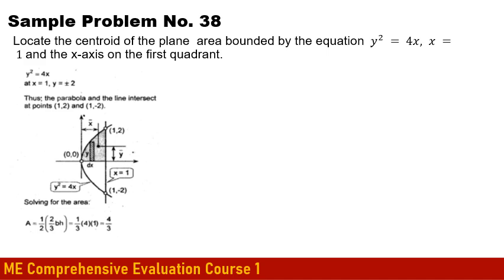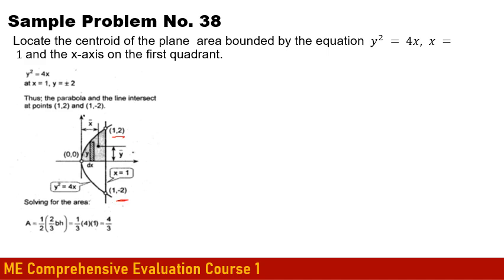Using a vertical strip, we have here this vertical strip with the length y and with dx. And finding first the intersection of the line and the curve so that we will know the beginning and the end of the integration. At x equals 1, the value of y is positive or negative 2. So that's why the intersections are (1, 2) and (1, negative 2).